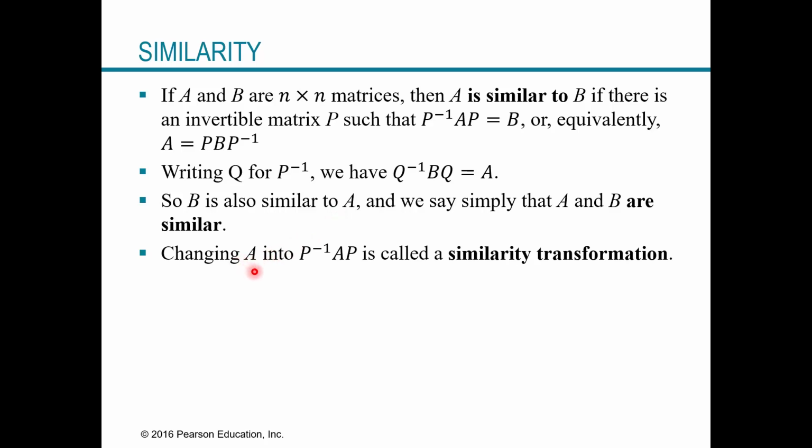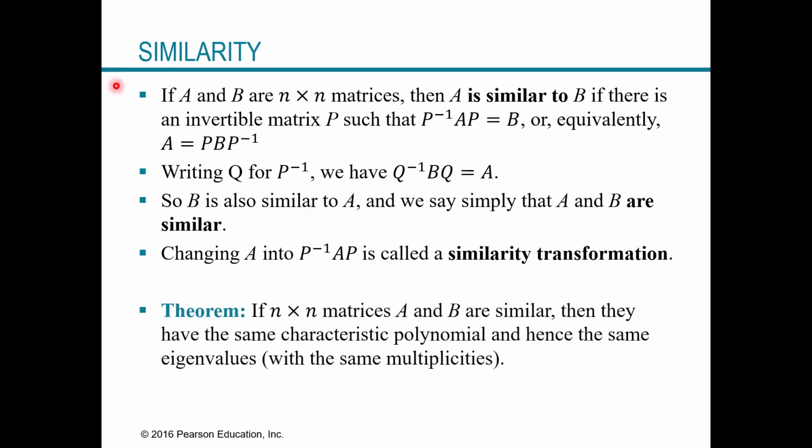And then if we change A into P inverse times A times P, it's called a similarity transformation. So remember, with matrix multiplication, the order matters. So by left multiplying it by P inverse, and then right multiplying it by P, that's what we're calling a similarity transformation. Or the same thing if we just do it the opposite way, P times B times P inverse, still called a similarity transformation.